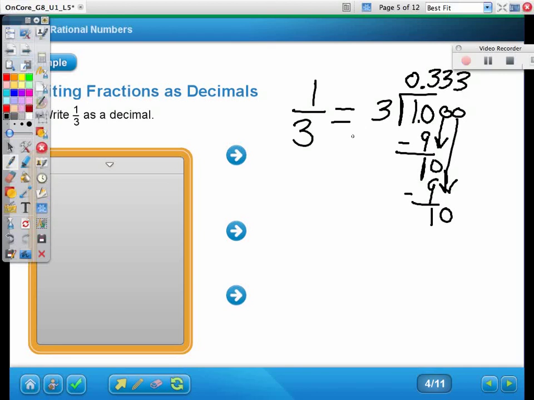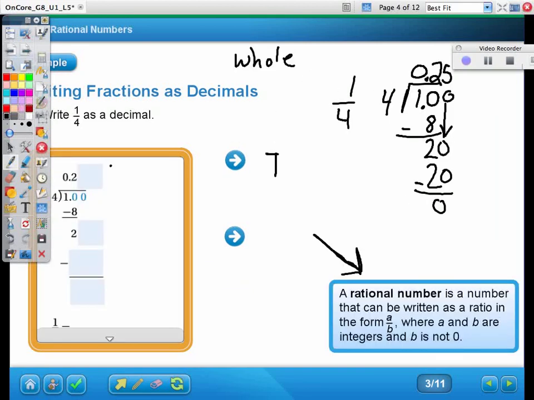Just because it's repeating doesn't mean that it's not rational, because it's still written as a fraction. Therefore, it is rational. So this is a repeating decimal. The one back 1/4 was what we call a terminating decimal.